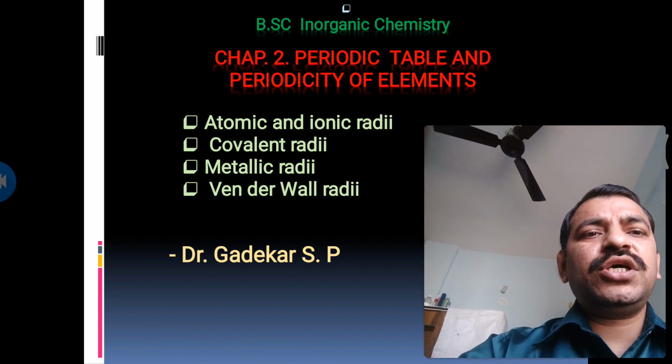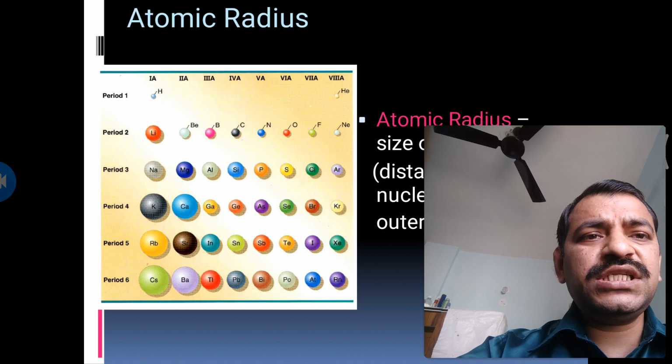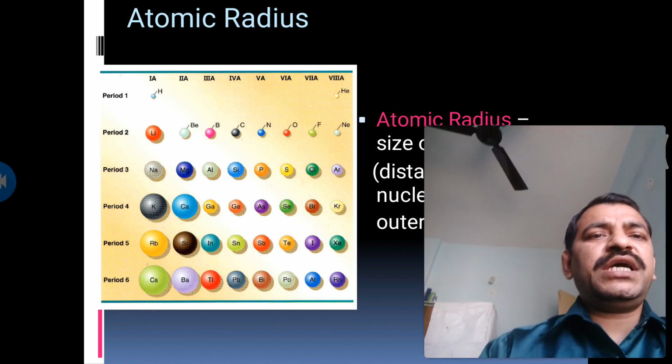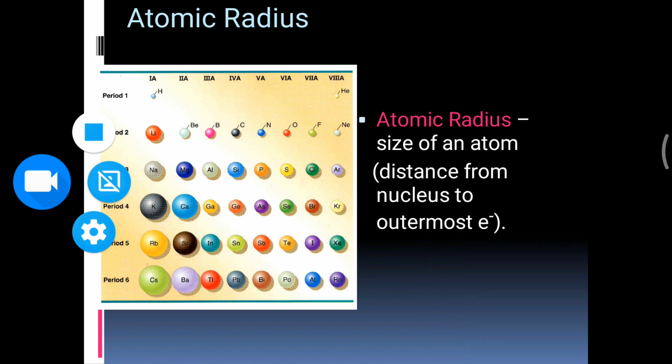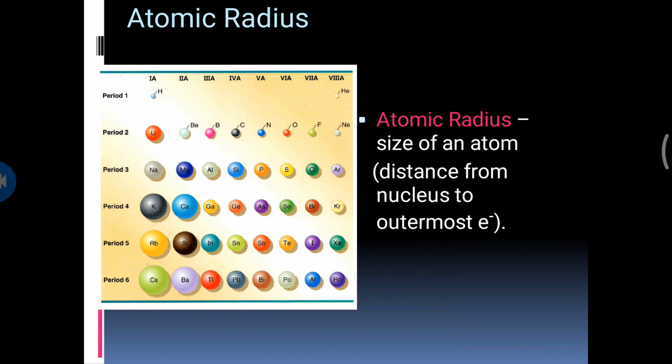So what is the atomic radius? Atomic radius is the size of an atom, the distance from the nucleus to the outermost electron. It is the radius or size of the atom, the distance from the nucleus to the outermost electron.